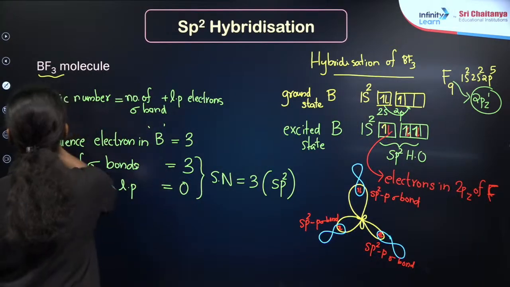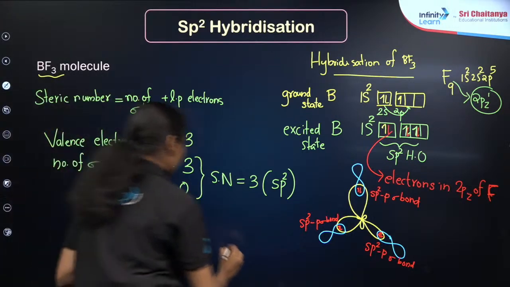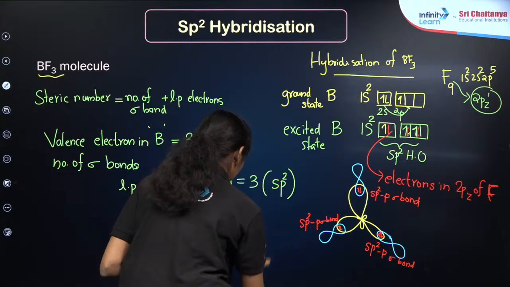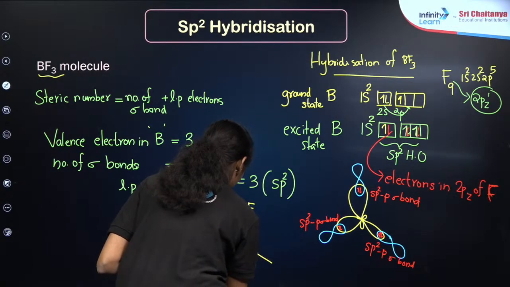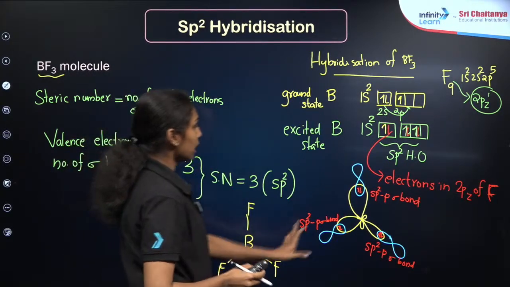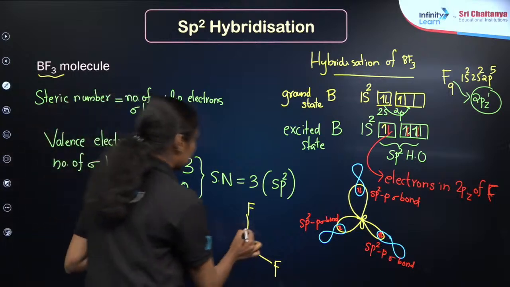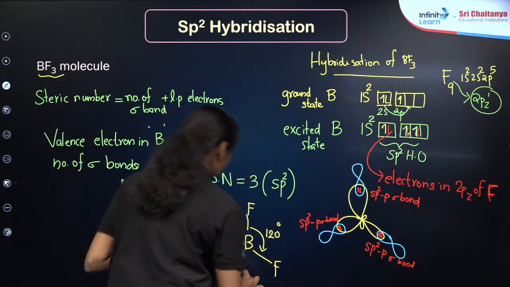So in total, what will be the structure of the BF3 molecule? We can draw here. This will be the central atom boron. Then fluorine is like this. These 3 sigma bonds correspond to each sp2-p sigma bond. Clear? Then the bond angle will be 120 degrees and the geometry is trigonal planar.